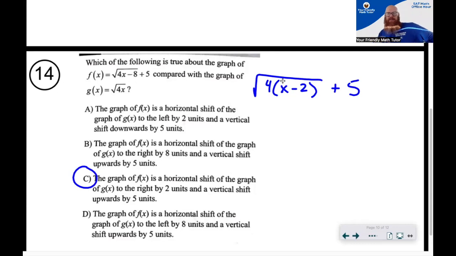So again, we could get this more quickly if you understand transformations, but Desmos is a really easy way to just see it. You have to know what you're looking at, though, because if you look at it the other way, you might think that it was left 2 down 5. So it's all about perspective. We just want to look at that before we graph it, so we know exactly what we're looking for, and then we go back and answer the question.